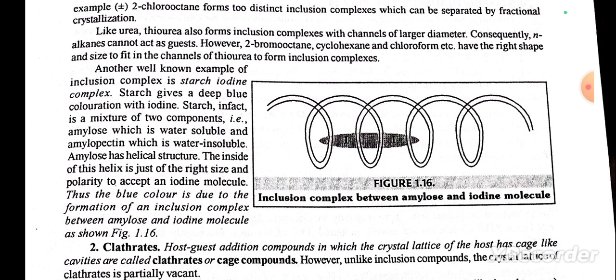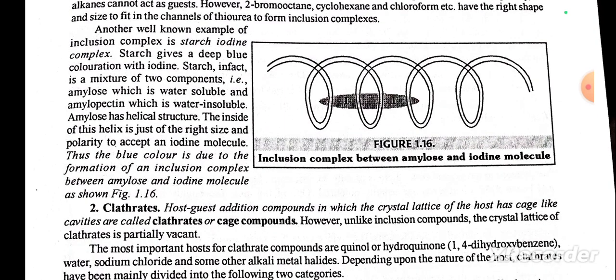Like the urea, the thiourea also forms the exclusion complex with a channel of larger diameter, and consequently the n-alkane cannot act as a guest. However, 2-bromooctane, cyclohexane, and chloroform are the right shape and size to fit the channel in the thiourea to form an exclusion complex.